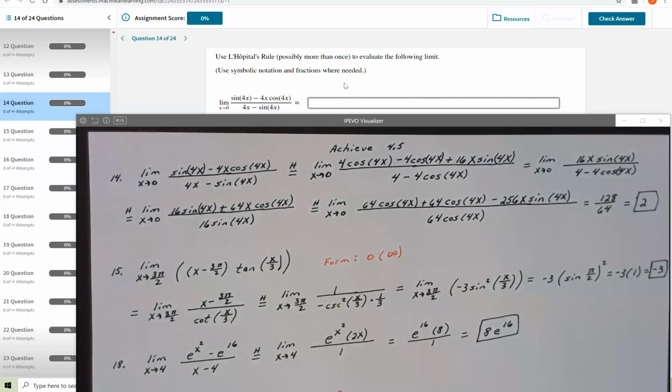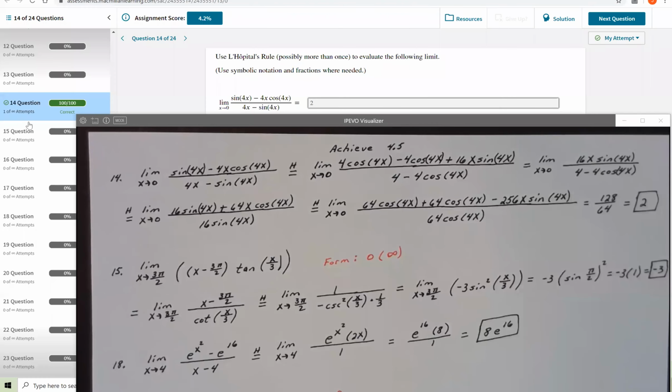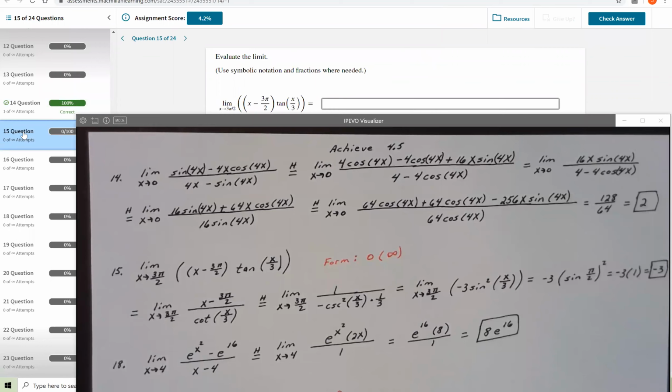That was a pretty cool problem. I would say it's on the more difficult end of the spectrum, but fun nonetheless. We checked that answer and it says correct. The next one I wanted to look at with you was 15.